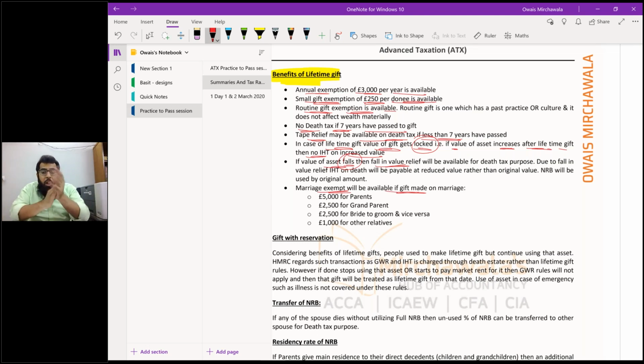So, how many benefits of making a lifetime gift? Annual exemption, number one. Small gift exemption is available for lifetime gifts. Routine gift exemption is available for lifetime gifts. If 7 years have passed, then there is no death tax. Taper relief is available. The value of the gift gets locked. These all are the benefits.